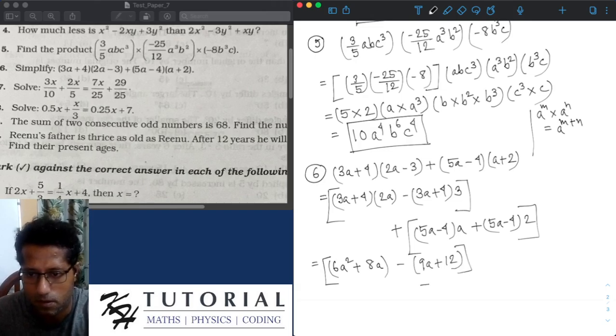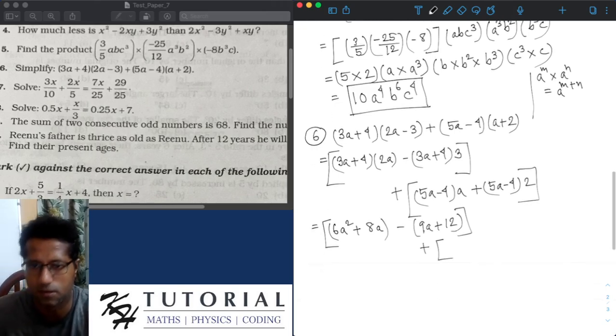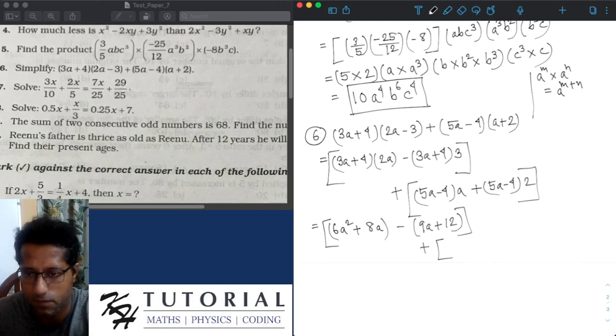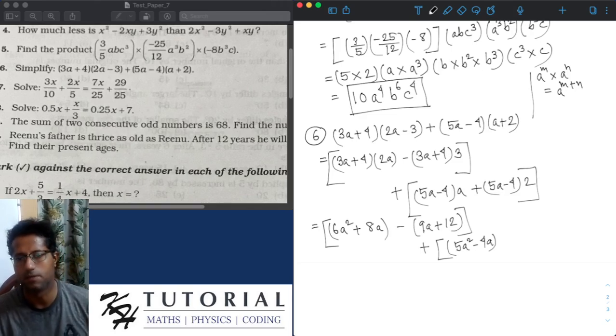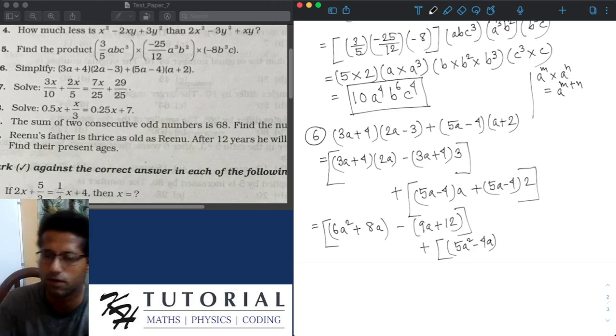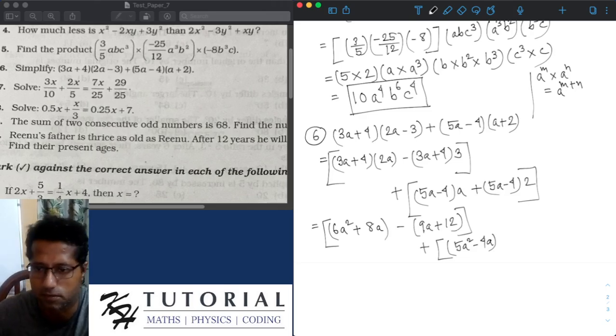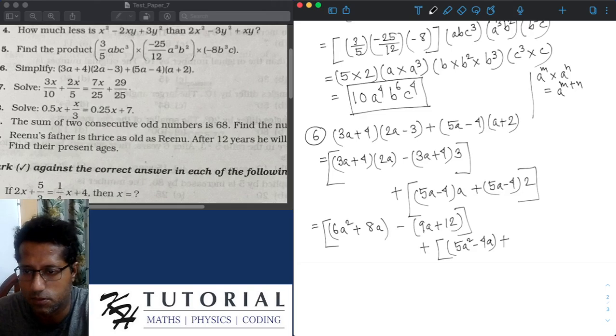Okay. Now let's simplify further the expression inside the second square bracket. We have a into 5a minus 4, that is 5a square minus 4a. So we are again using the distributive law of multiplication over subtraction or addition. Now this is 10a minus 8.